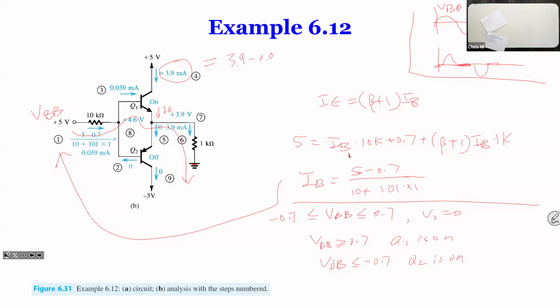So this should be 3.9 minus 0.039, or something like that. So that one is the approximate value, right? It's not exactly 3.9. The base current and collector current go to the emitter, and the emitter current, everything goes to the 1K resistance, right?